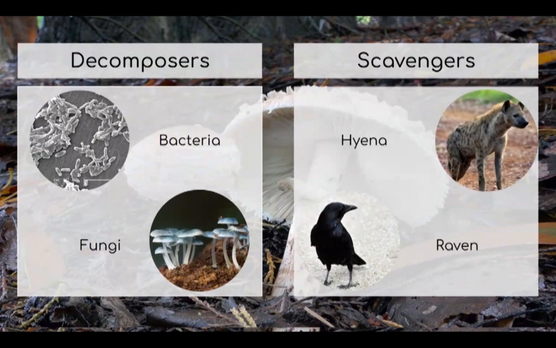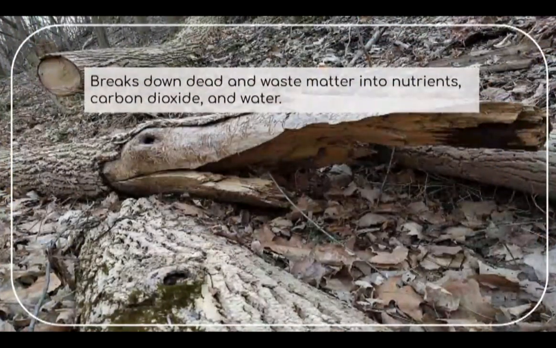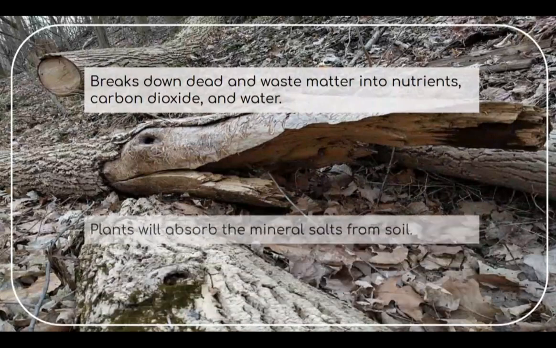Hyenas and vultures are scavengers. They eat the soft remains of dead animals. The decomposers then break down the rest of the remains into simple substances. What do decomposers do? The decomposers only absorb a small amount of nutrients. The rest, such as nitrates and phosphorus compounds, are released into the environment.